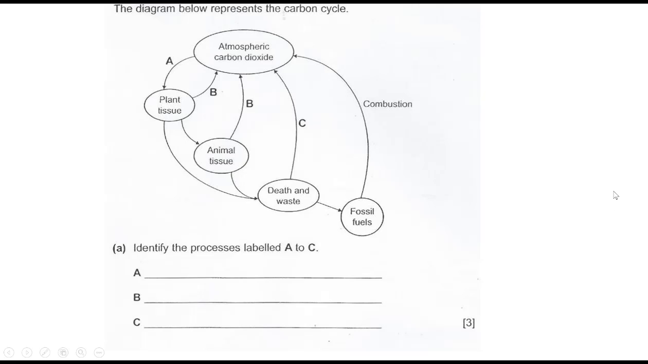Now, the next little part then shows you a typical question. So pause it here, use your wee whiteboard, see if you can work out the answers. So A should be photosynthesis, B should be respiration. Now sometimes these can be a little bit confusing. Death and waste being converted into atmospheric CO2 can either be respiration by the decomposers, or it can be decomposition.